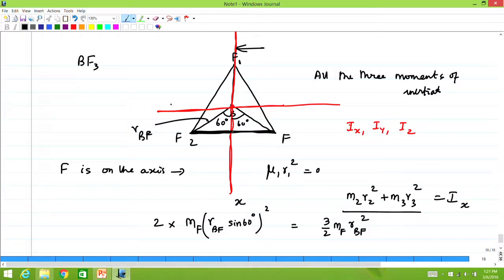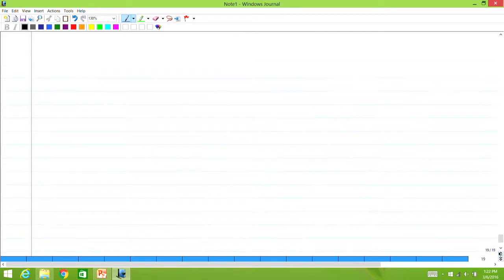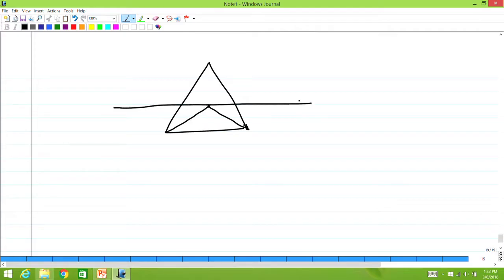Now, what about this axis? If you look at this axis, all the 3 atoms are away from this axis. Let me remove some of these things and make it easier. So, let me redraw the boron trifluoride. This is the bond, this is the bond, and the axis that we have is this. We want to calculate this distance and this distance; they are both identical. And this one is simply R_BF whole square, it contributes.